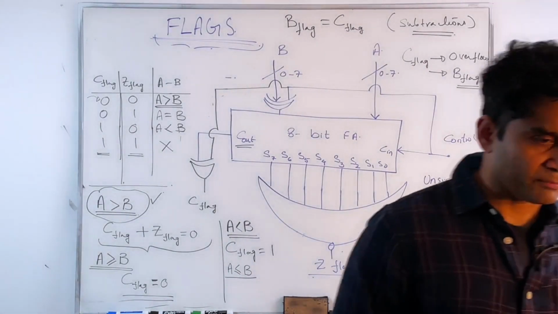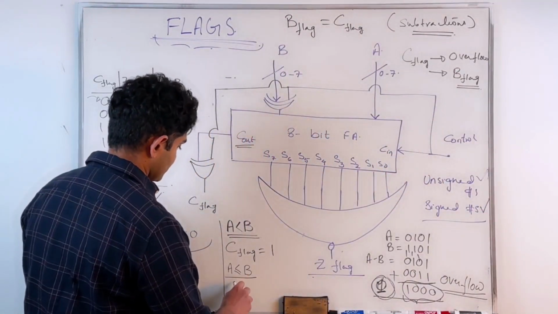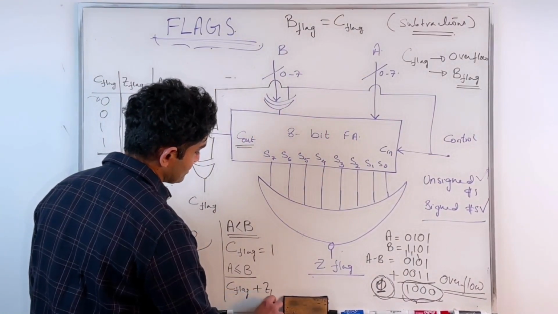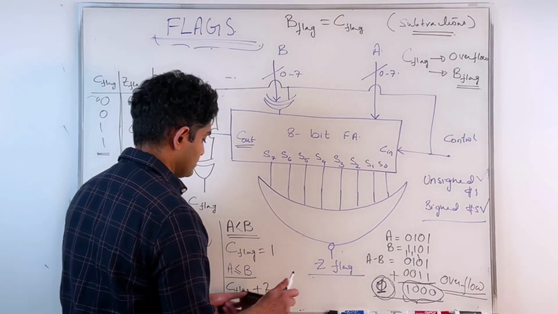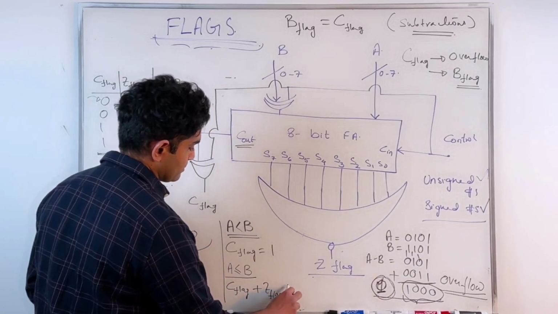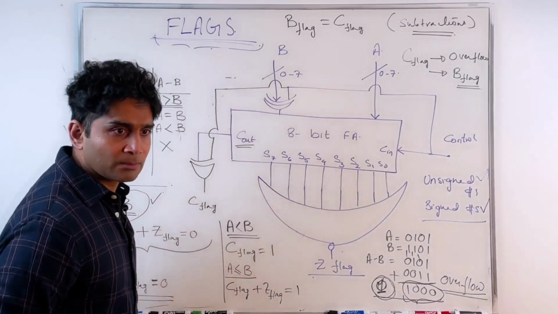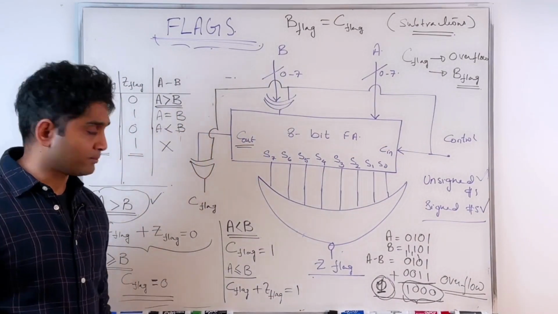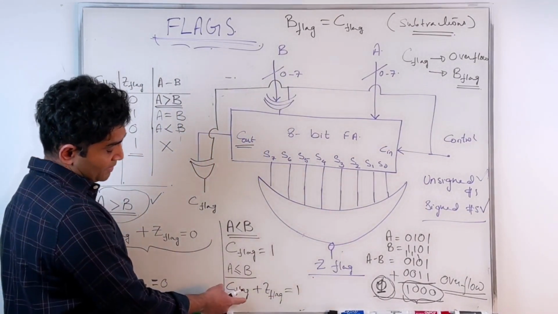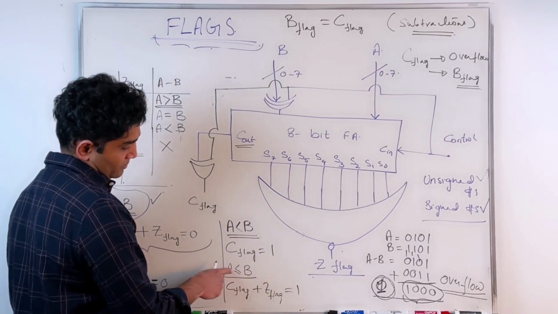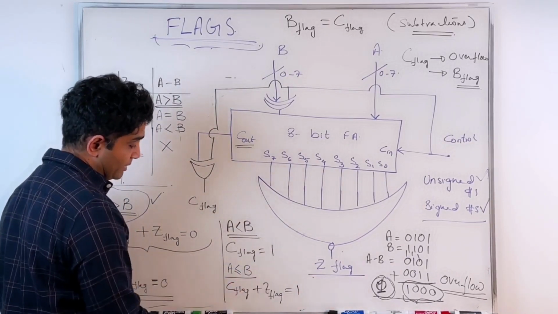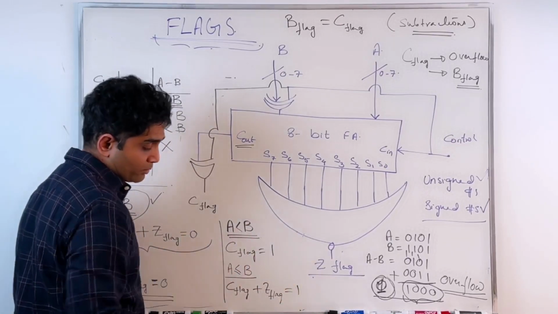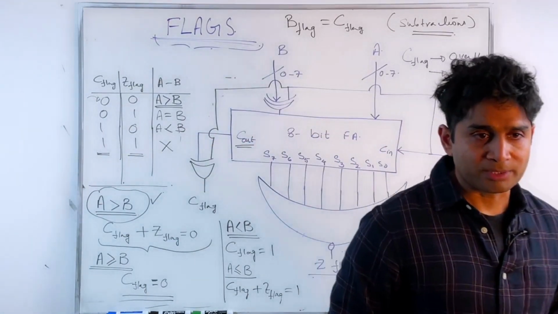C plus Z is 1. Perfect. My C flag or Z flag should be a 1, right? Because in this case, if this is 1, then the A is less than B condition is satisfied. If that is 1, this condition is still satisfied, and either way, my A is less than or equal to B condition is satisfied.